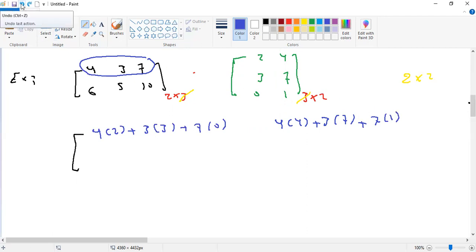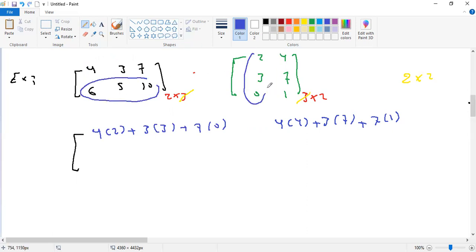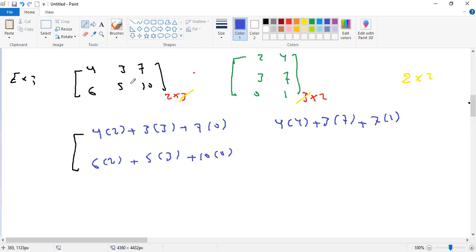Now, we multiply the second row by each column of B, by the first column and by the second column. 6 by 2 plus 5 times 3 plus 10 times 0. So in this way, you multiply 6 times 2, which is 12, plus 5 times 3, 15, plus 10 times 0, which is 0. And then we multiply by the second column: 6 times 4, plus 5 times 7, plus 10 times 1.